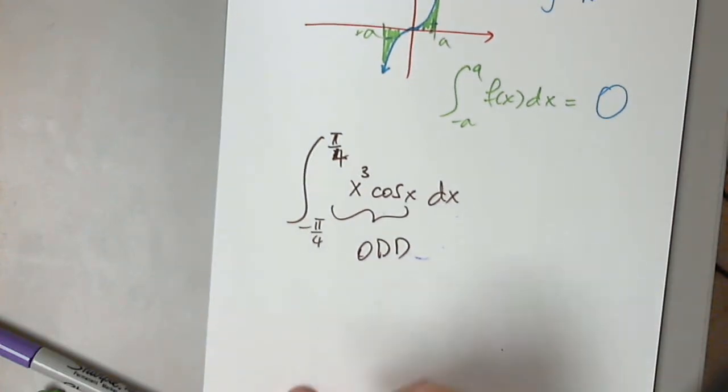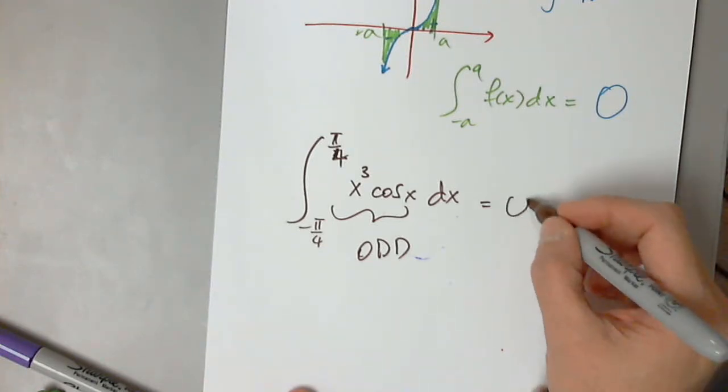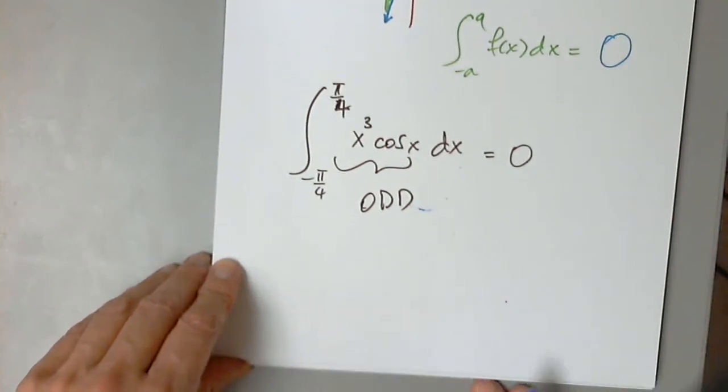symmetric with respect to the origin. The interval is symmetric, and the answer is 0. Okay. So because the whole thing is odd, it equals 0. Yes. Okay, so now let's go back to what I forgot to mention.